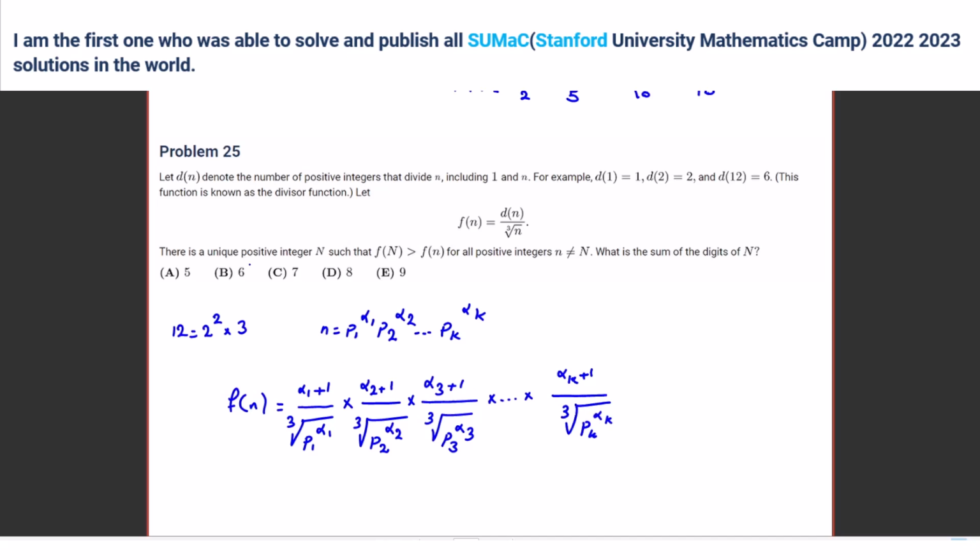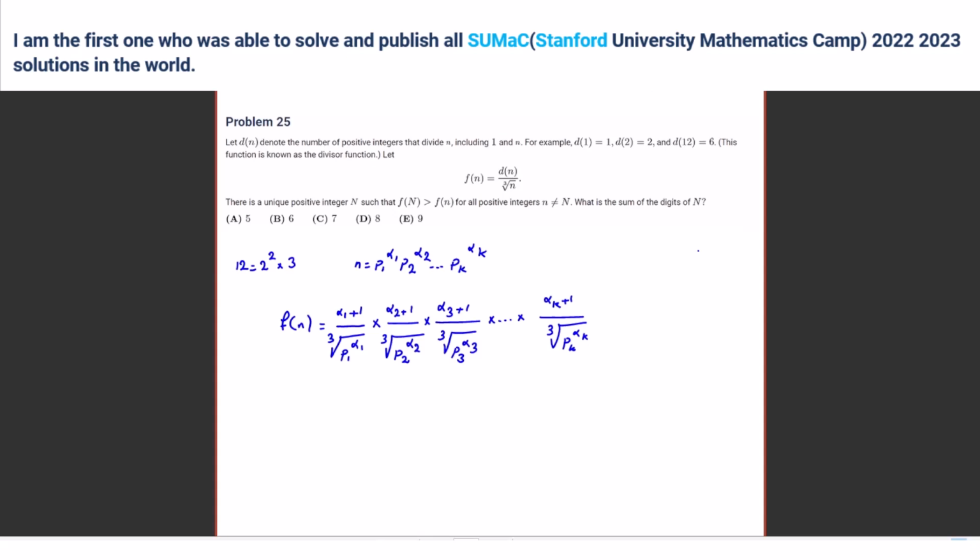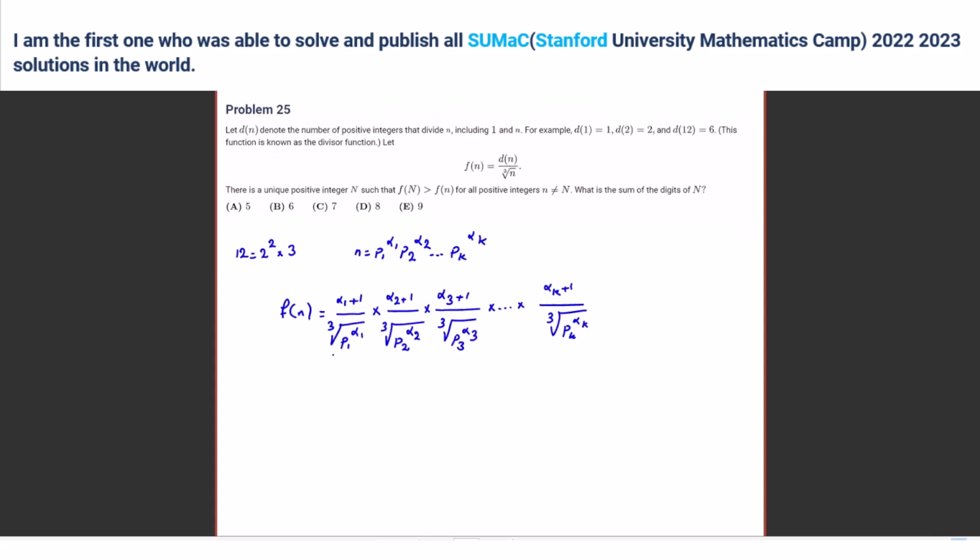It says there is a unique positive integer N such that f of big N is greater than f of small n for all positive integers n not equal to N. What's the sum of the digits of N? So we should find the maximum, right? As you can see, this is f of p1^alpha1 times f of p2^alpha2 times f of p3^alpha3 up to f of pk^alphak. Then for each prime, we should find the maximum one.